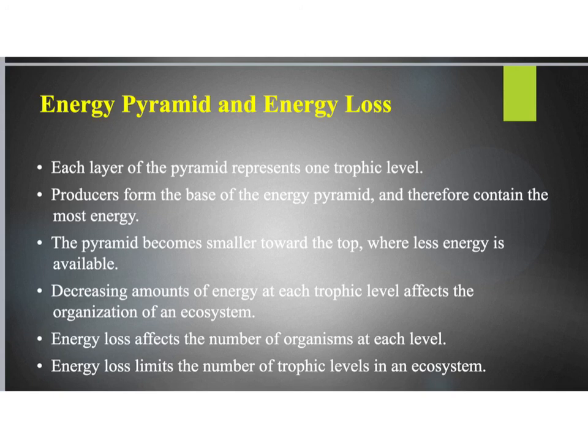So if there's a change in the population, let's say of those birds, then the hawks have less food to eat, right? That's what reduces populations of animals, when their prey tends to disappear or tends to go down in population. That makes the population of the predator that eats the prey go down as well. So energy loss affects the number of organisms at each level. Energy loss limits the number of trophic levels in an ecosystem.